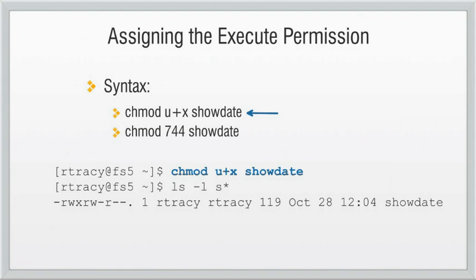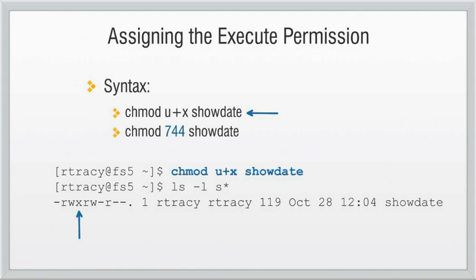An example of that is shown down here. I've entered chmod u+x showdate. And notice down here in the output of the ls -l command that the file owner now has the execute permission. You could accomplish the same thing using numeric permissions as well. Just use chmod 744 showdate, and that will also add the execute permission to the file owner.